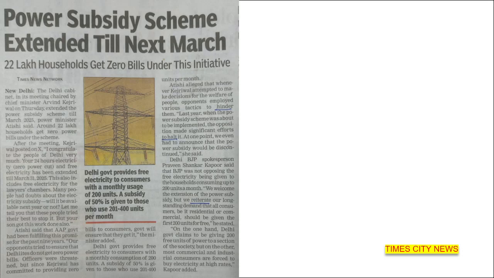And again, another news: power subsidy scheme extended till next March. This is Delhi, where the Delhi government has given some subsidy on the power bill, and they are saying it has been extended till next March. This is the news. Hardly any word I could find, but on the right hand side you can see one word, hinder, then halt, and then reiterate.